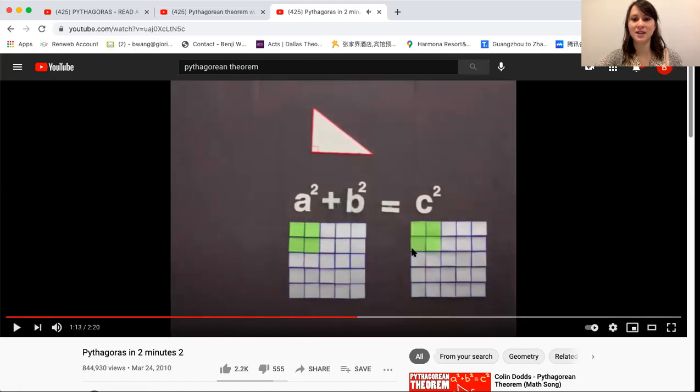Okay, I'm going to pause it there because it's basically the same thing. But here is our Pythagorean theorem. Each side, if we classified one side as A, one side as B, and one side as C, A squared plus B squared equals C squared. Now, C is always the longest side.